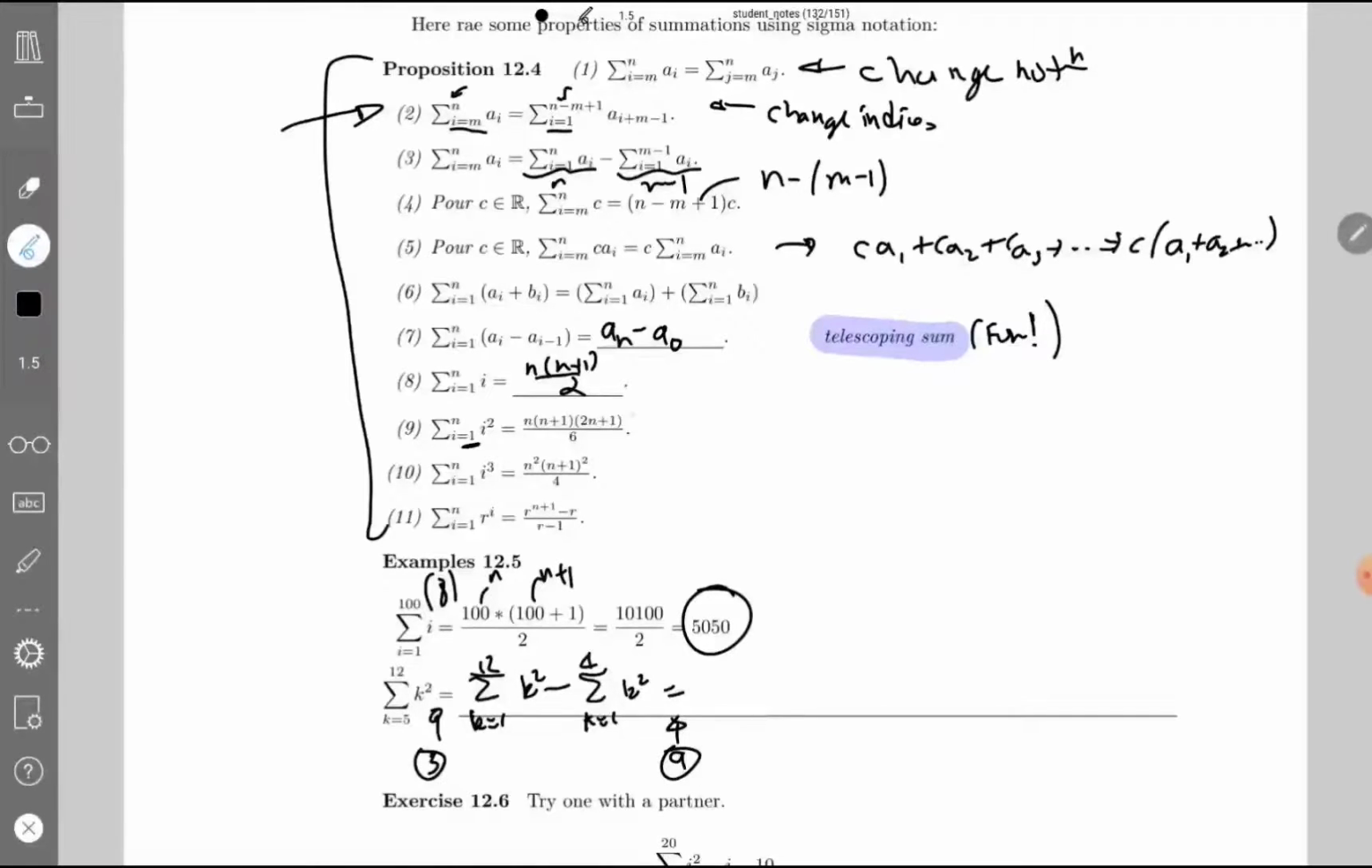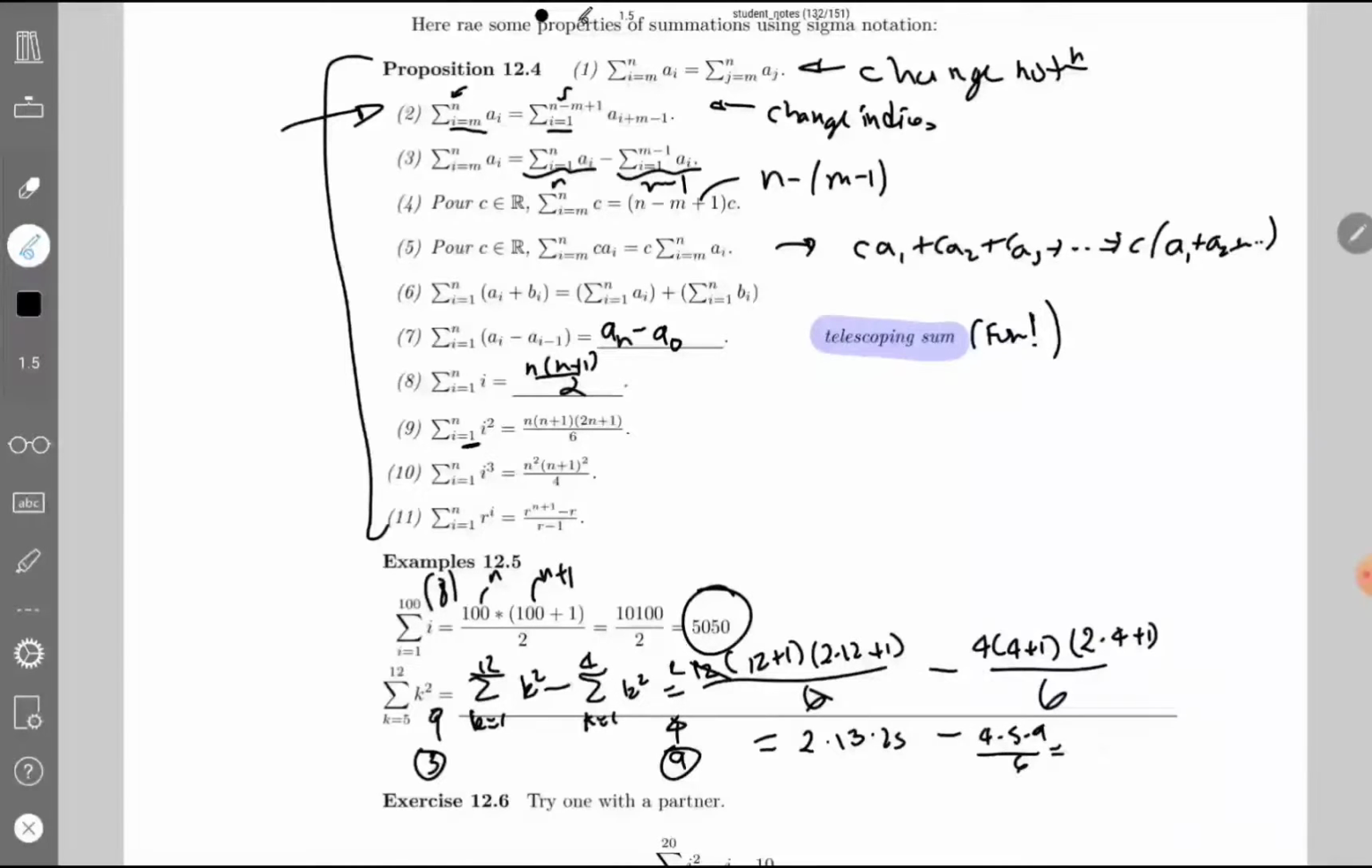And so I plug it in. The first one I have 12 is my n, times 12 plus 1, times 2 times 12 plus 1, all divided by 6. But I have to now take away this 4 case, right? So 4 ends up being 4 times 4 plus 1, times 2 times 4 plus 1, divided by 6. Now, if you plug this in, what do I get? 2 times 13. Here I cancel these and I get 2. This gives me 13 times 25. And then here I have 4 times 5 times 9 over 6. So we have 650 minus 30, which is just 620.